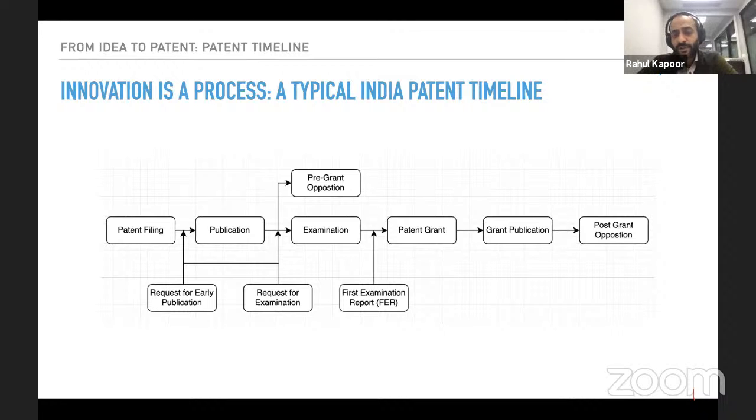As soon as your patent is published, anyone can submit a pre-grant opposition. Maybe your competitor or someone who has stakes in that field can file a pre-grant opposition in the patent office.